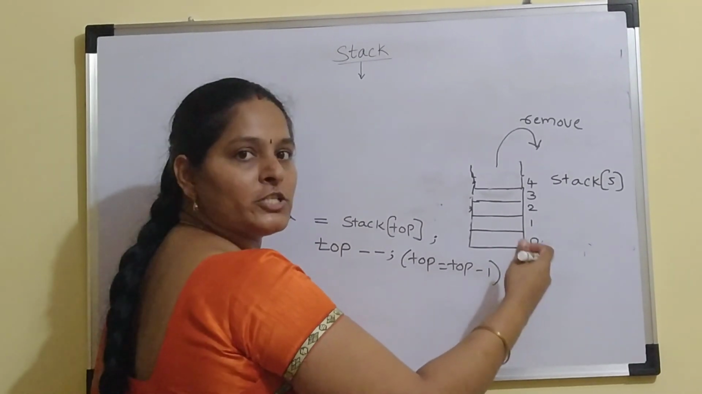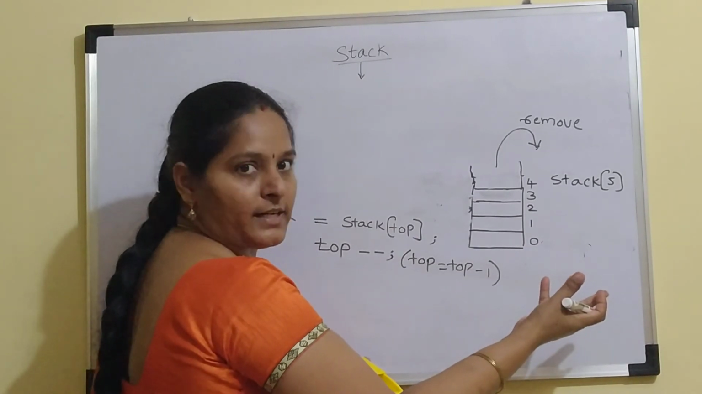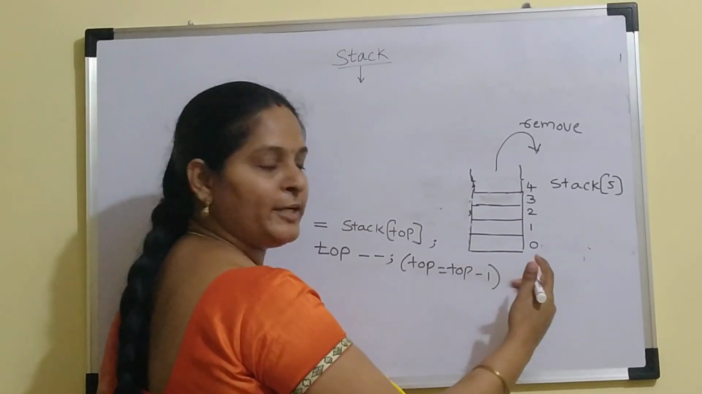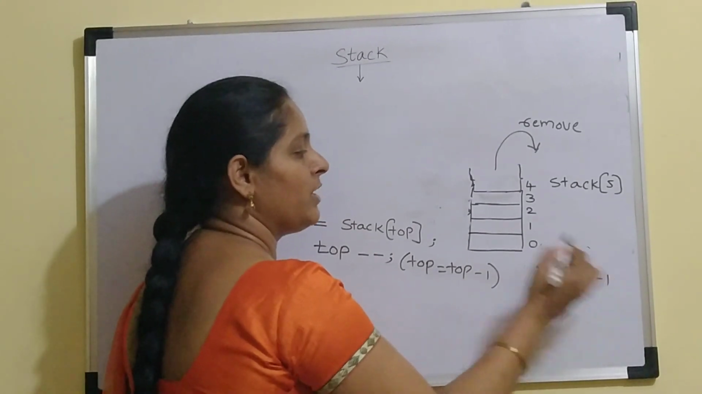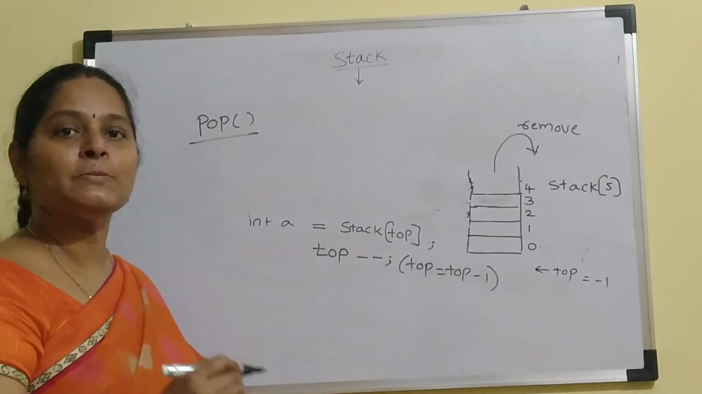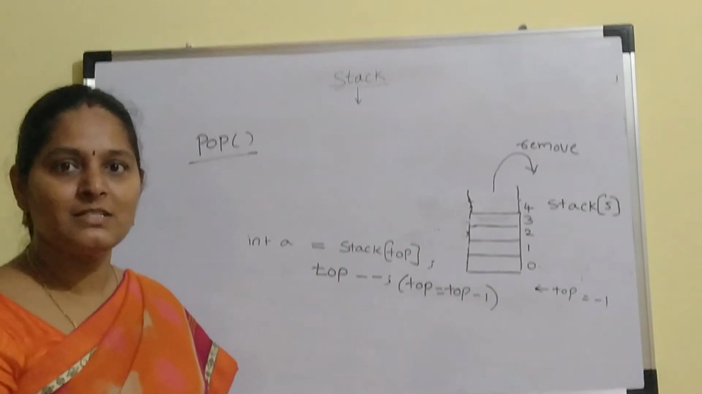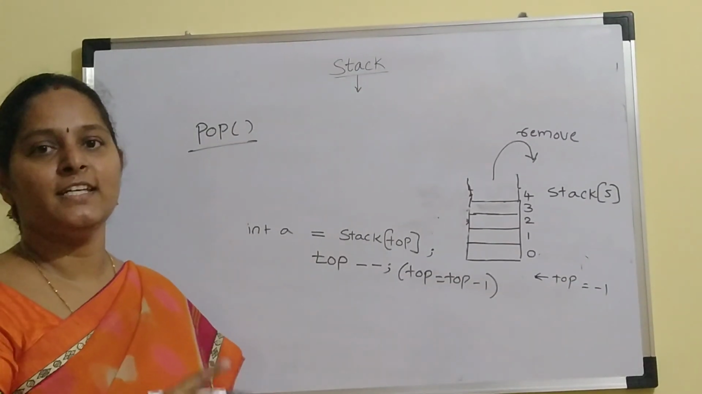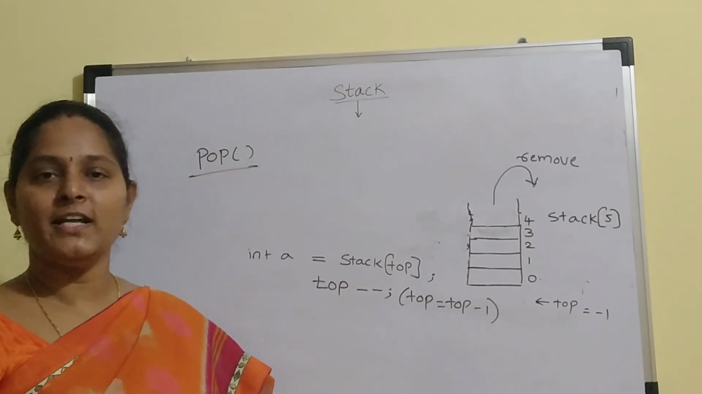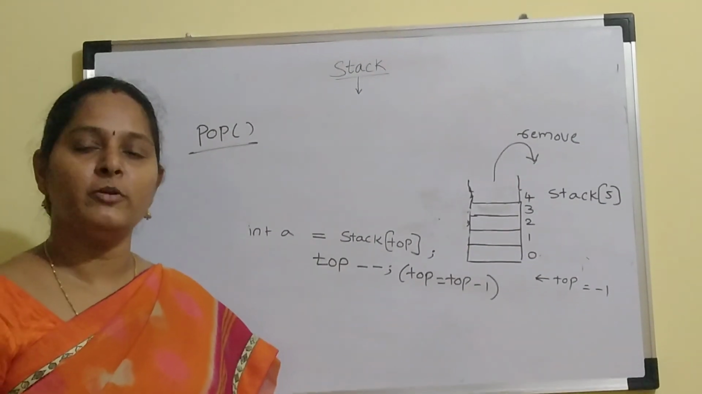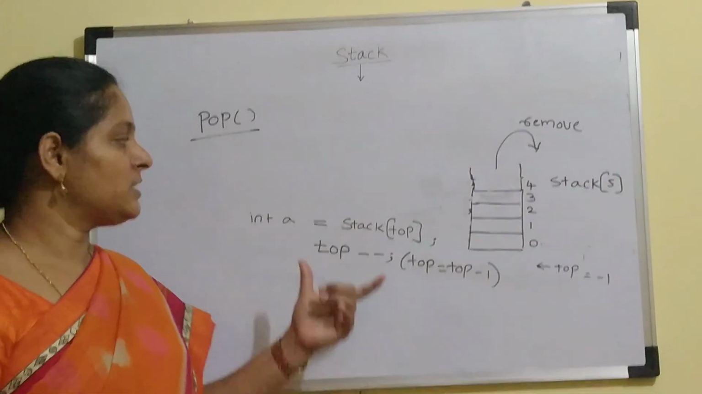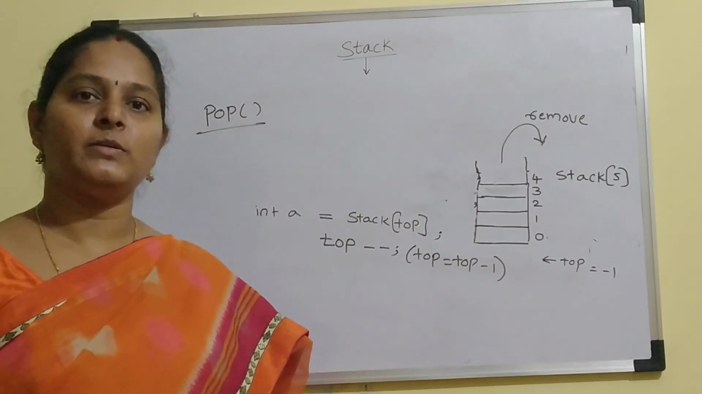Here, there are no next locations, right? If you move the top pointer to the next location, it will point to minus 1. If top is pointing to minus 1, that indicates that the stack is empty. On an empty stack, we cannot perform the deletion operation, or the pop operation. So this is the way to remove elements from the stack.